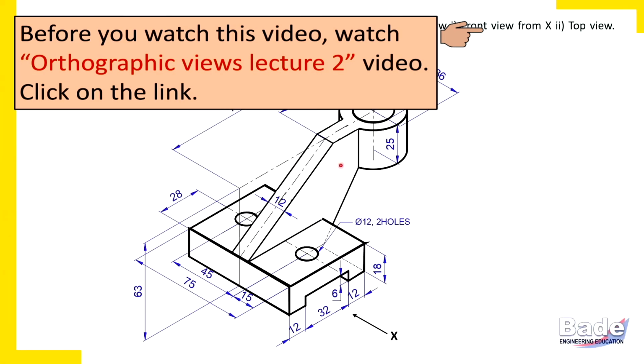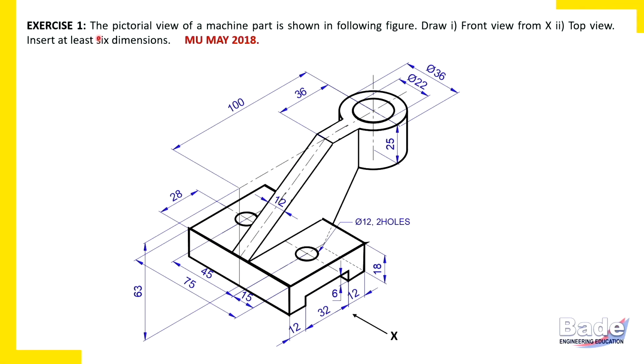Now read the problem. The pictorial view of a machine part is shown in the following figure. Pictorial view, that is three-dimensional view. Draw front view from X, that is from this direction, top view, and insert at least 6 dimensions. The question was asked in Mumbai University May 2018 exam.